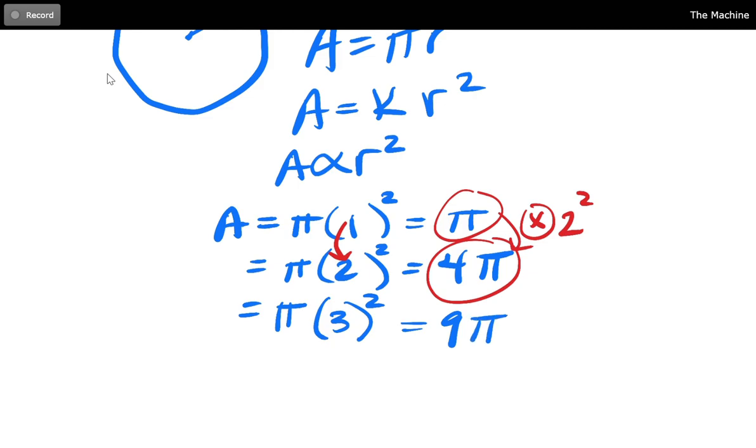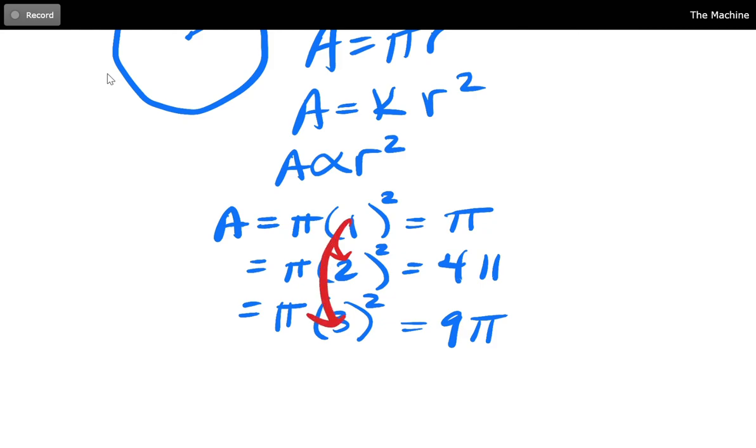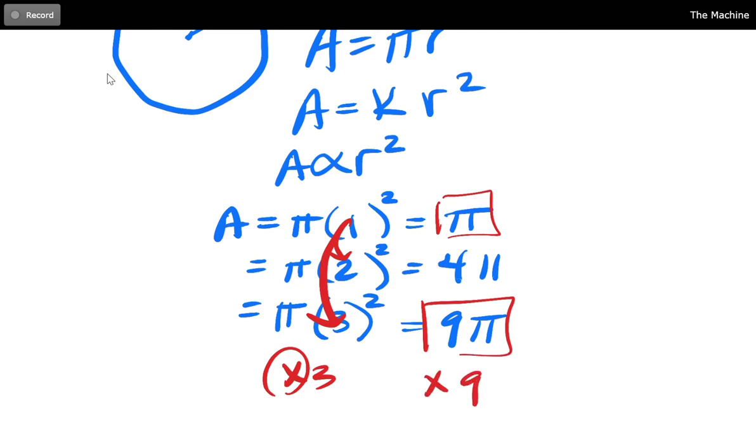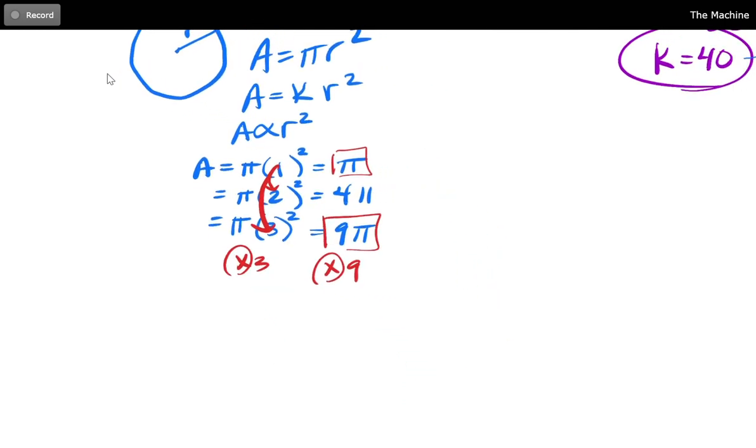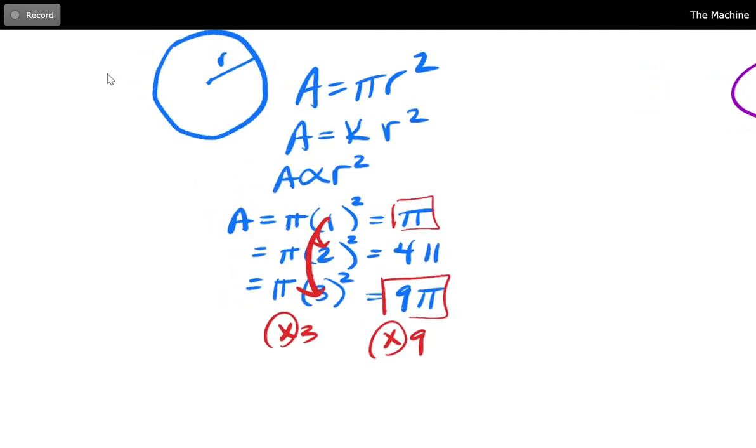Okay, let's go back and talk about what changed from the first part. Instead of doubling the radius, I tripled the radius. Radius times 3. What happened to the area between here and there? Multiplied by 9. So what's really going on is this. Whatever I do to the radius, I have to square that to tell me what happens to the area. That's nifty.